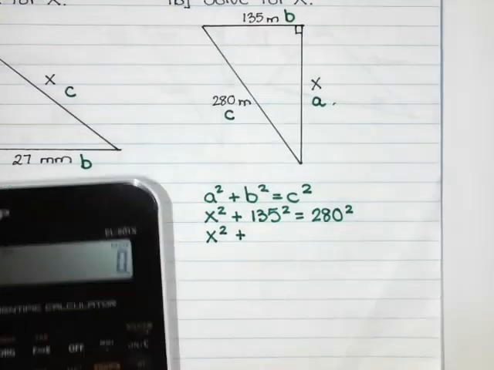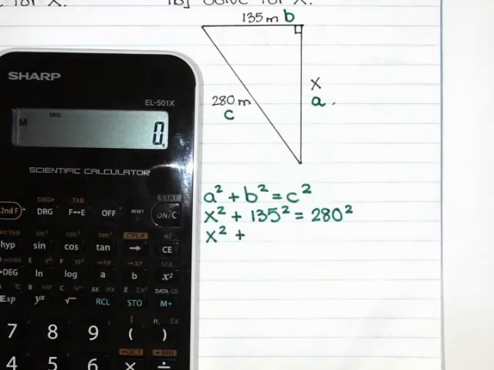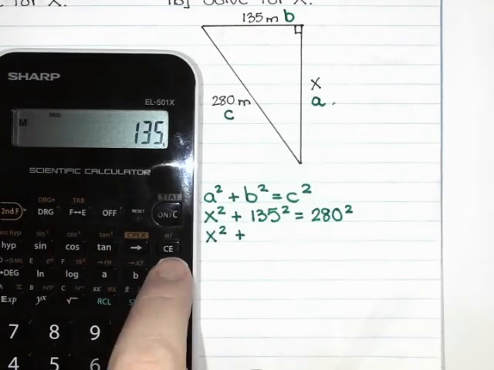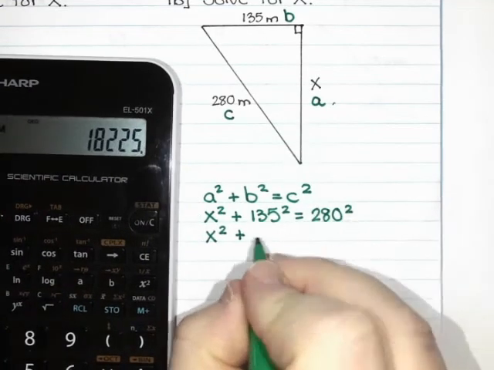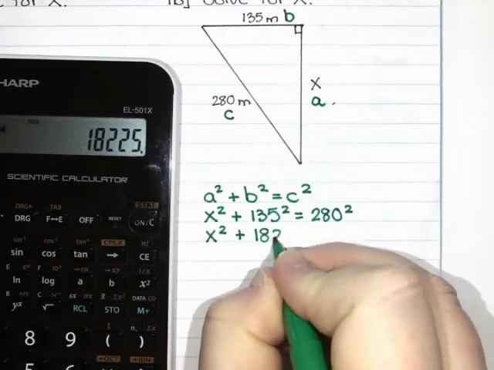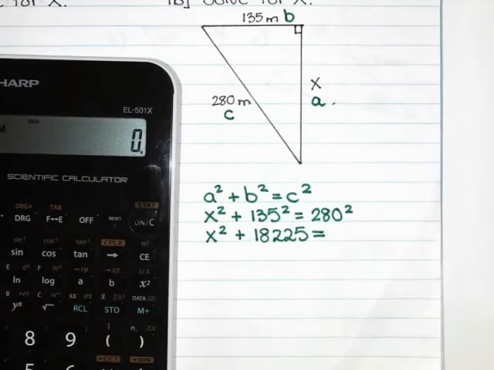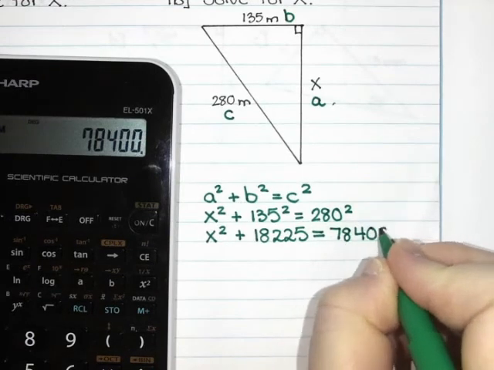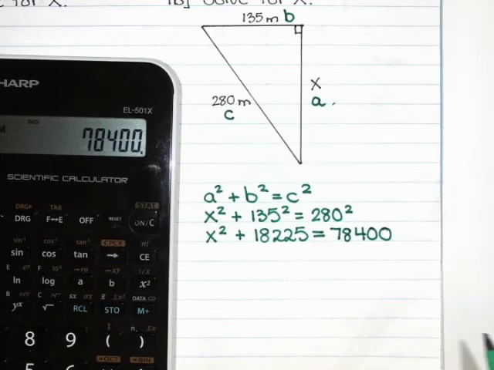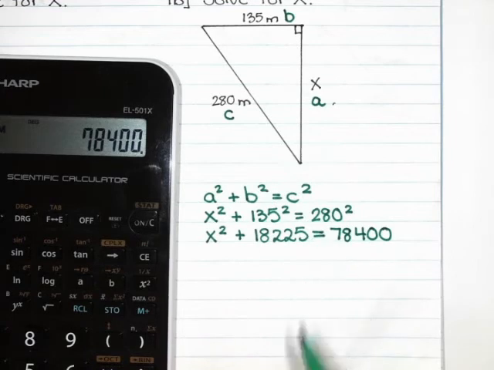To do 135 squared, I can use the square button on my calculator, or you can multiply it by itself, 135 times 135. I get 18,225. Okay, 280 squared, or 280 times 280, is 78,400. Now you'll notice this time in between the 2 numbers there's an equal sign. There isn't an addition sign this time.